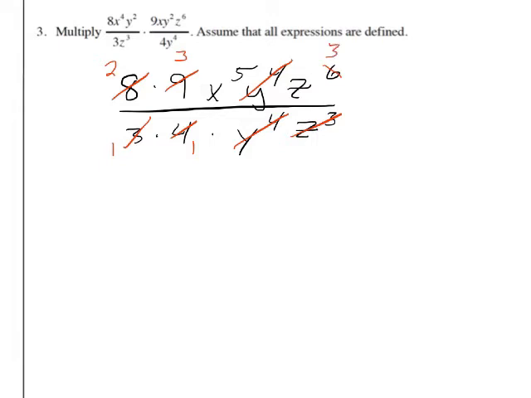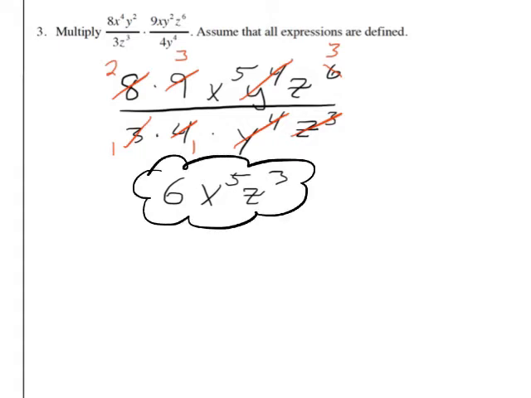Alright, so now we're ready to multiply everything back together. So at the top I get a 6, then I have an x to the fifth, and a z to the third, and on the bottom, let's look here. It looks like everything's divided out. So I can just be done.